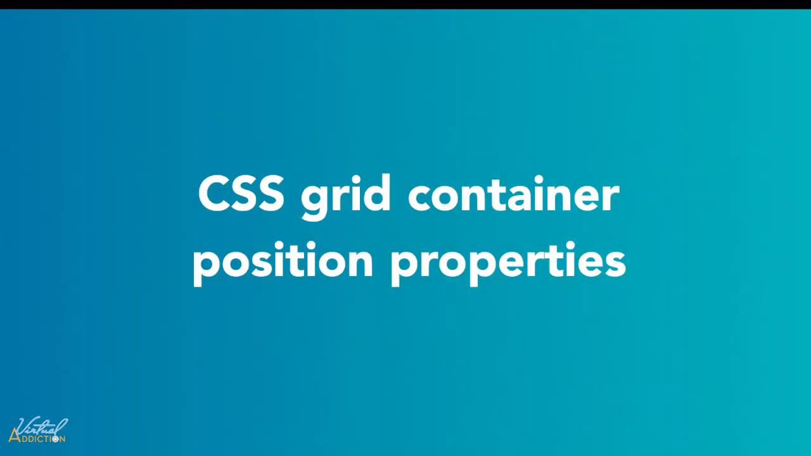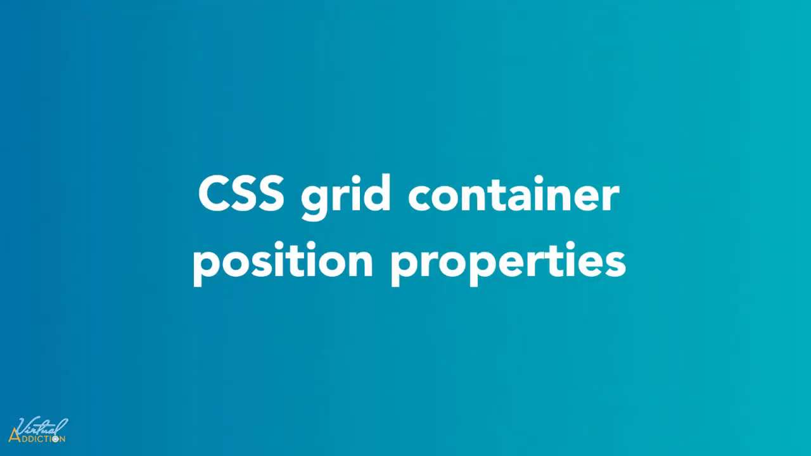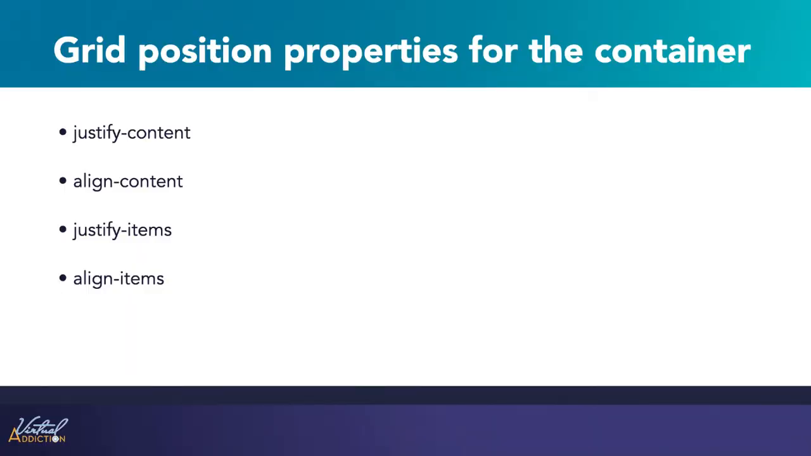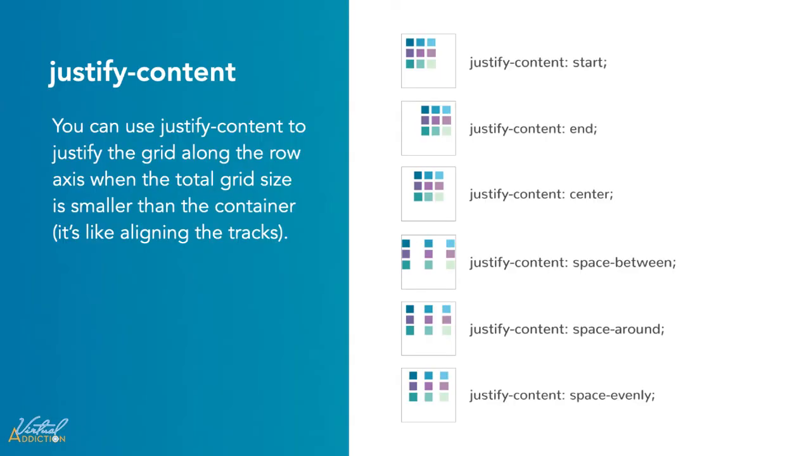With CSS grid layout, the grid itself within its container, as well as the grid items, can be positioned on the container using the following four properties: justify-content, align-content, justify-items, and align-items. These properties are all part of the CSS box alignment module, and they define a standard way to position elements with either flexbox or CSS grid.